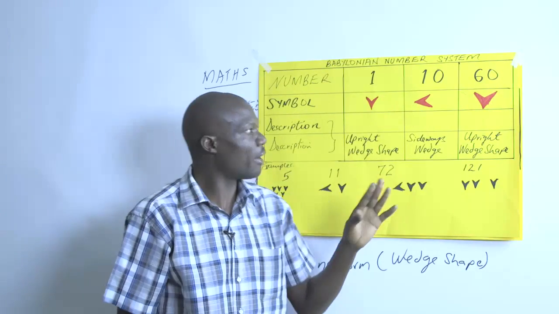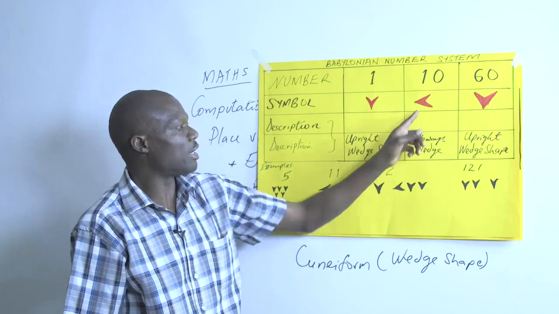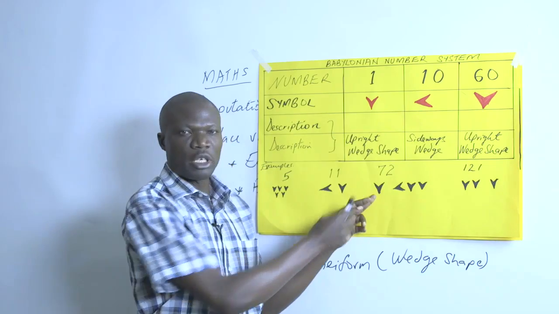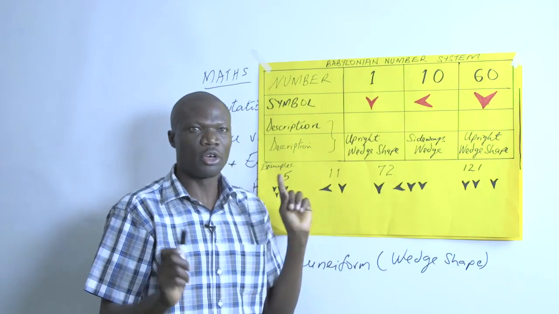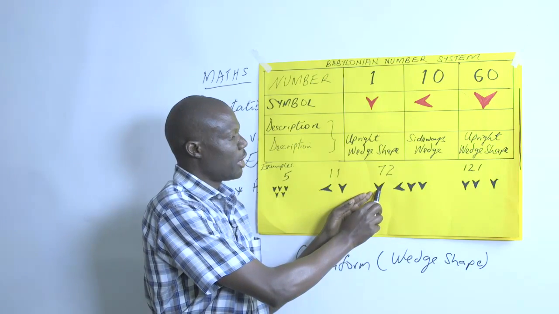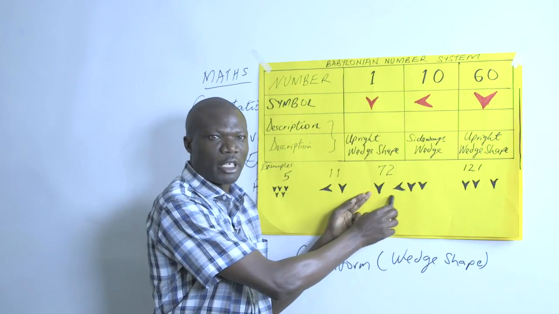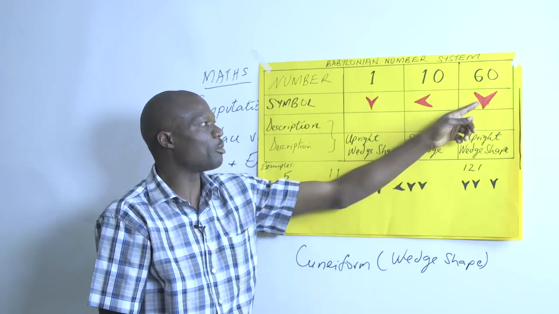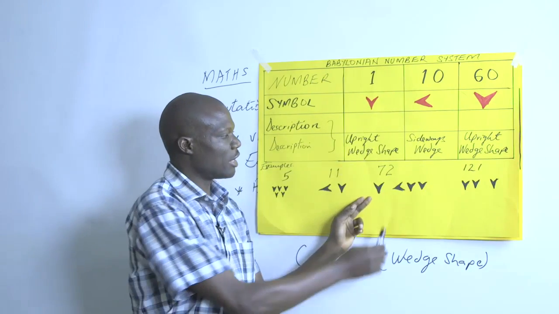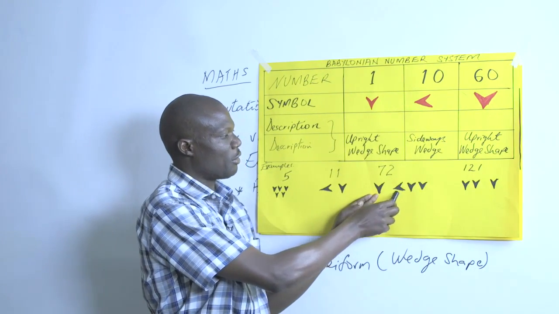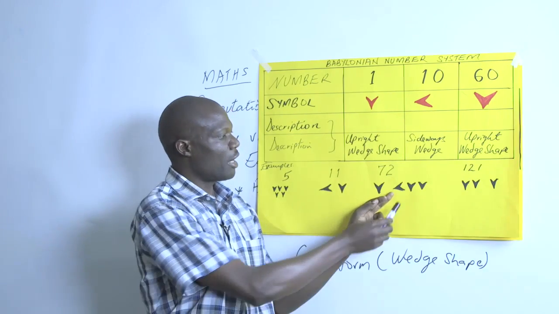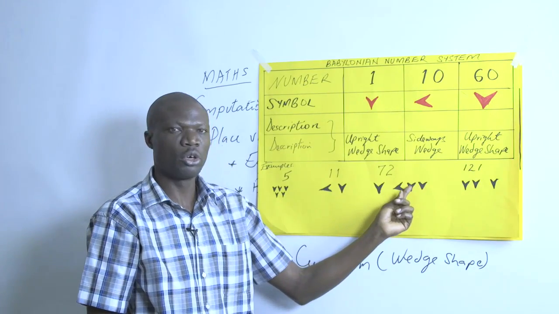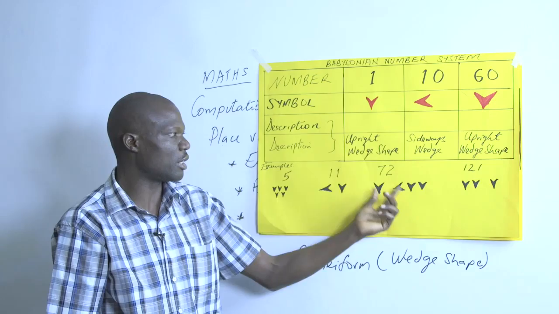For 72, we shall require a wedge shape which represents 60, plus 10, which is 70, and then plus 2 ones. So this is the wedge shape representing 60. You'll notice that between the wedge shape here for 60 and the 10, there is a space. This space is what changes the value of the upright wedge shape to be 60 and not 1. Then we have 10, making it 70. Then 2, because they are close, the 2 wedge shapes stand for 1. So this one is 72.